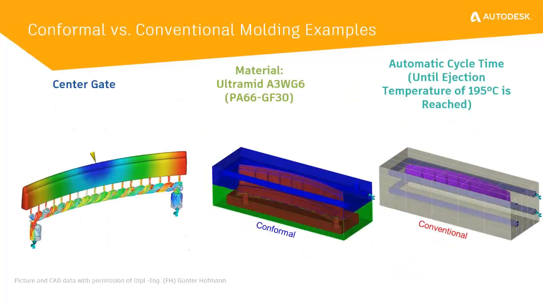Again, I'm going to highlight another case study where we compare a conformal cooling circuit to a simple conventional circuit. Due to the scale of the small features of this part, traditional cooling was unable to direct cooling lines or baffles into these small areas. The analysis here will compare each cooling design and the resultant time to reach a specified ejection temperature.